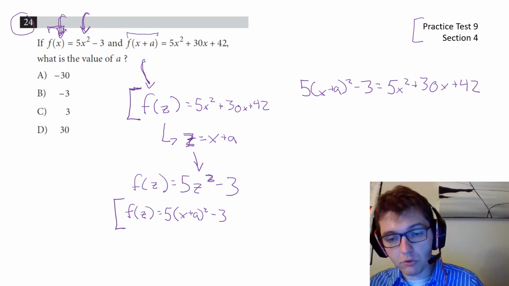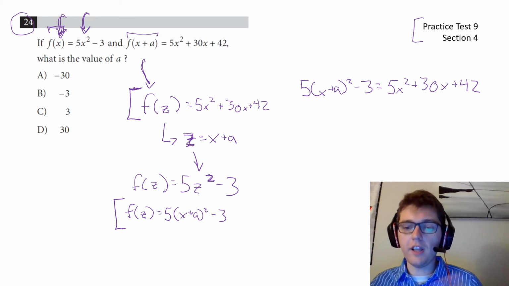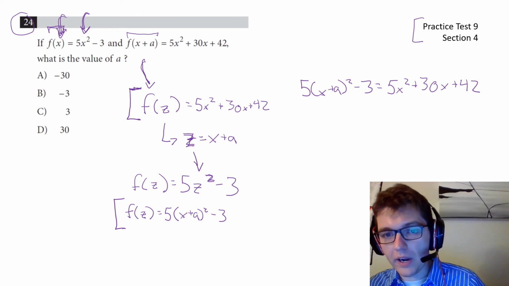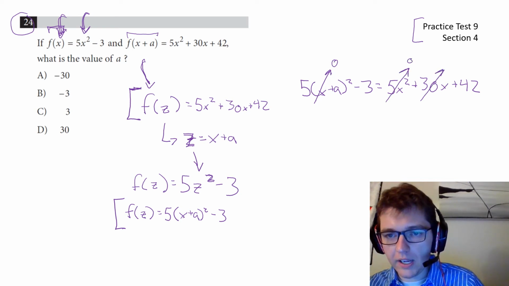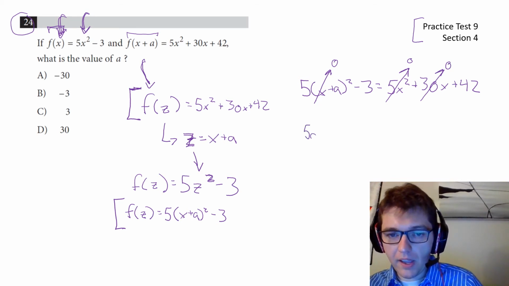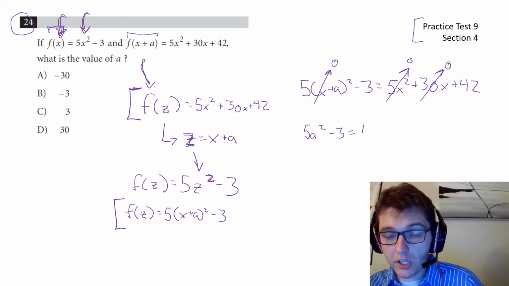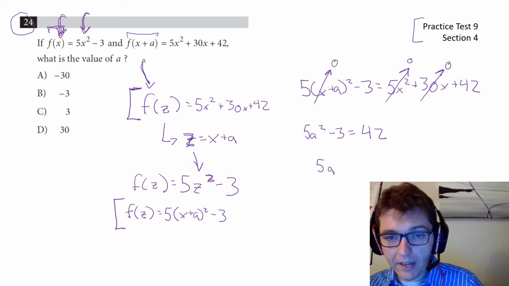Including x is equal to 0, which means you can plug in 0 for x right now, which, just like in a lot of problems, makes everything easier. So you can go ahead, replace this x with a 0, replace this 5x squared with a 0, and replace this 30x with a 0. That leaves you with 5a squared minus 3 is equal to, everything else is gone, just 42. Add 3 to both sides. You have 5a squared is equal to 45.